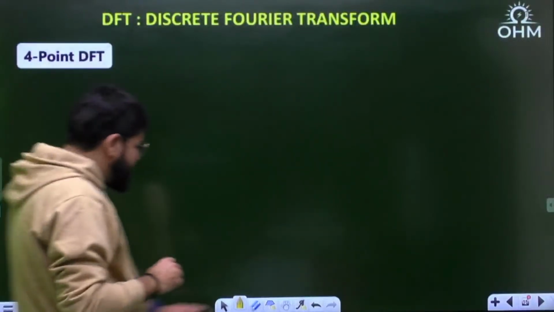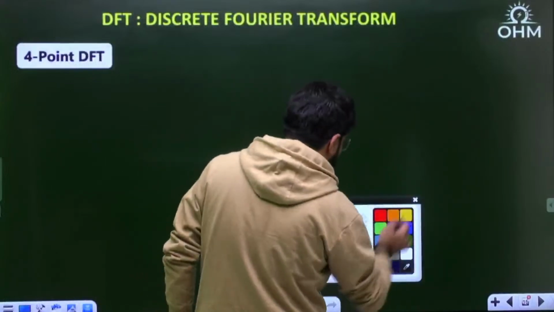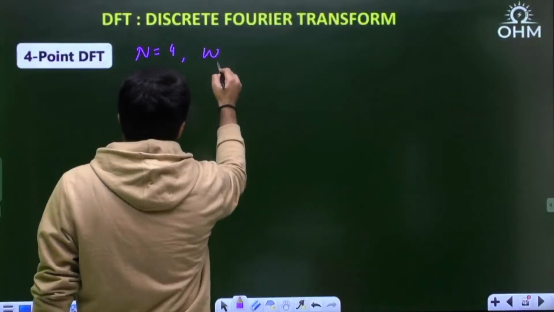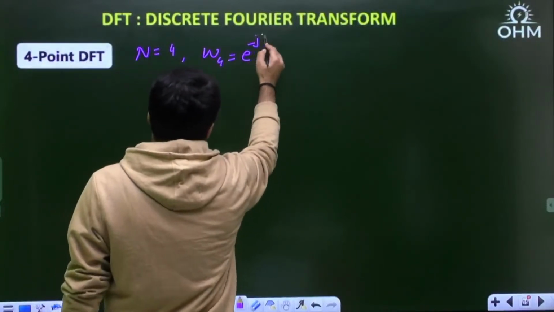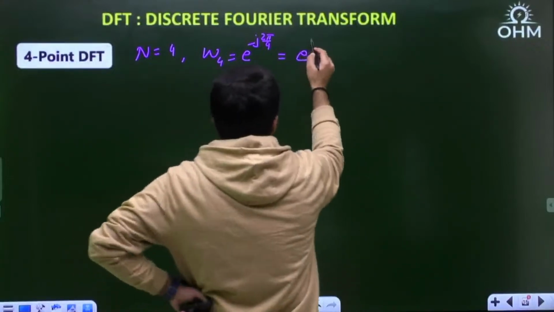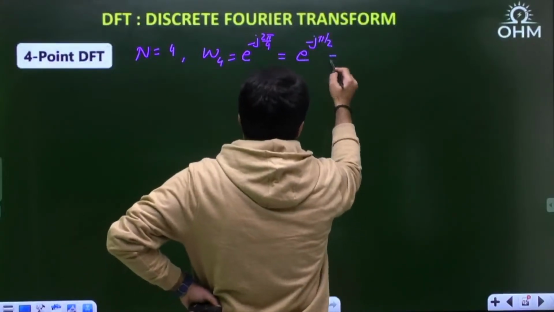Now let's understand these formulas more with a 4-point DFT. So what is a 4-point DFT? N will be 4, and if n is 4, what is W4? W4 becomes e power minus j 2 pi by 4, and that is equal to e power minus j pi by 2. Now open the formula.